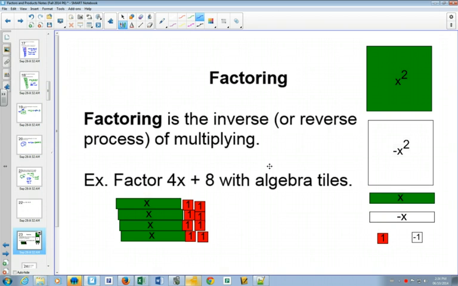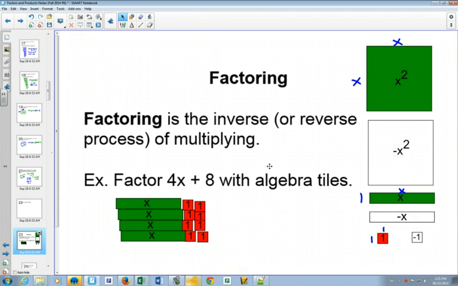Algebra tiles are based on the idea of area. The reason the x squared tile is an x squared is because this side is x and this side is x, and the area would be x squared. An x tile has one side as 1 and one side is x. That makes an area of x. And the 1 tile has a side of 1 and a side of 1, making an area of 1. So it happens that the 1 tile matches up with the x tile here because that's both the size of 1.